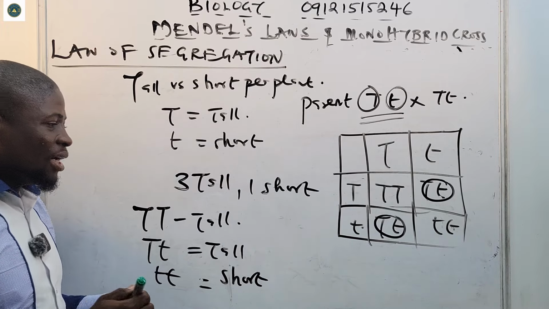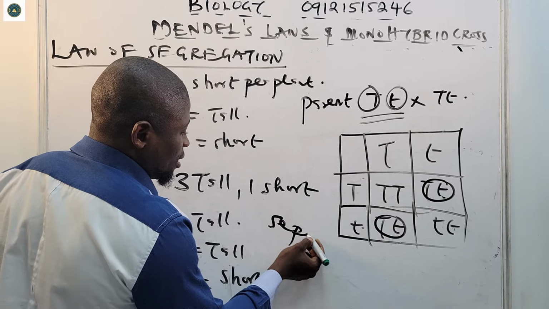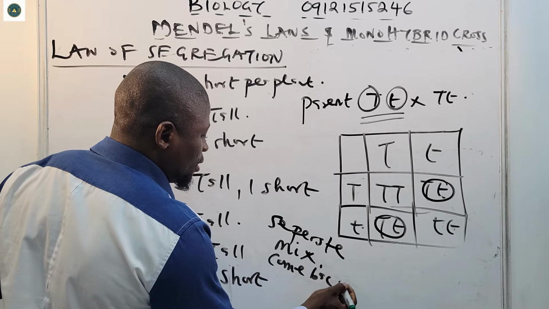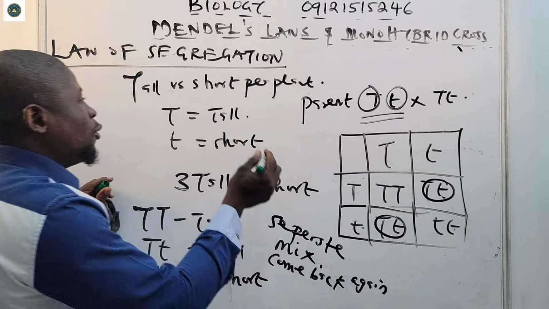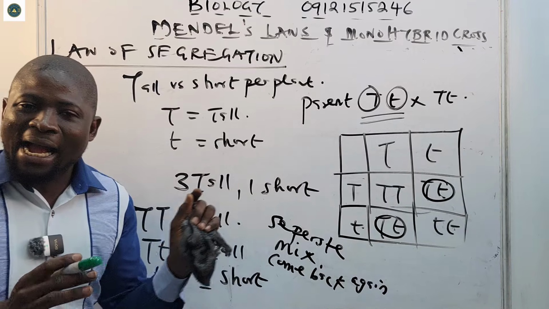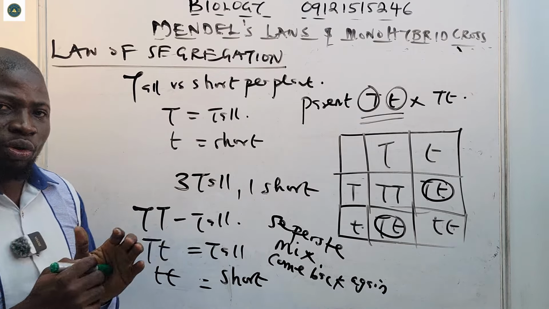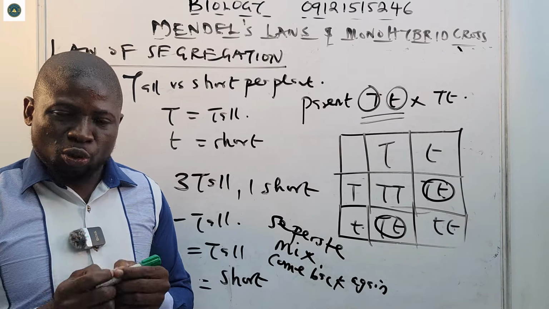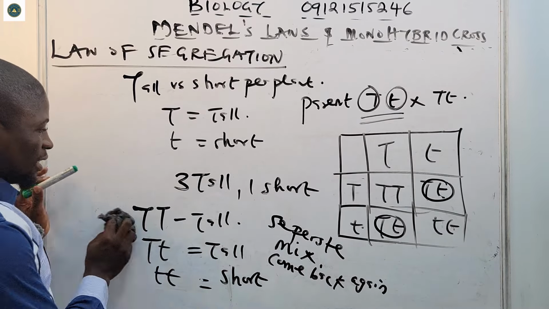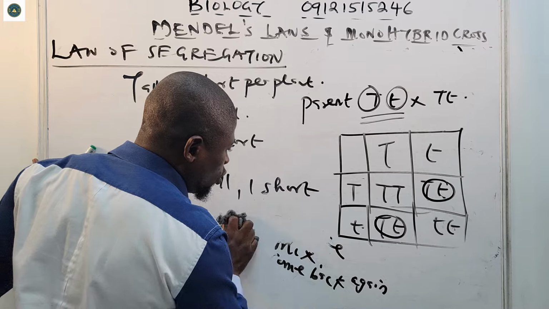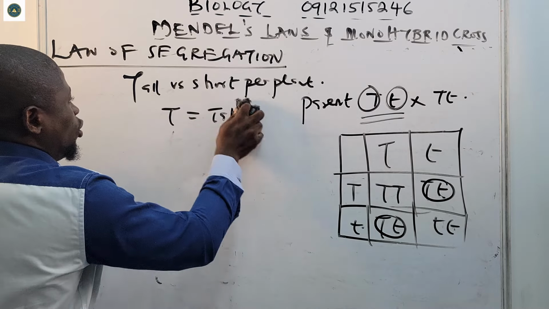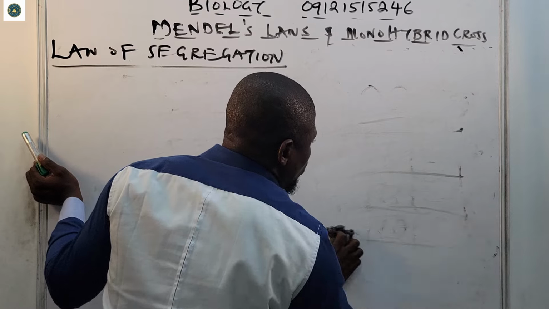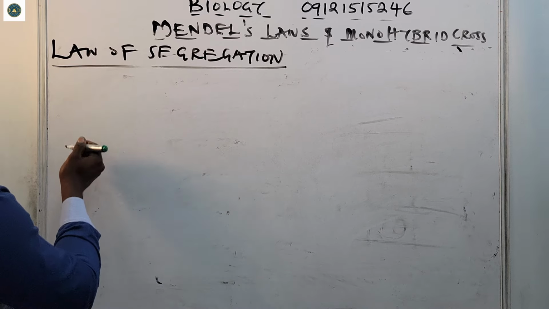So in the end, the traits separate, they mix, and then they come back again, just like candies in the bag, like the illustration I'll be giving to you. That is what we call the law of segregation. Mendel's law of segregation says that each trait is controlled by factors, which we know as alleles.